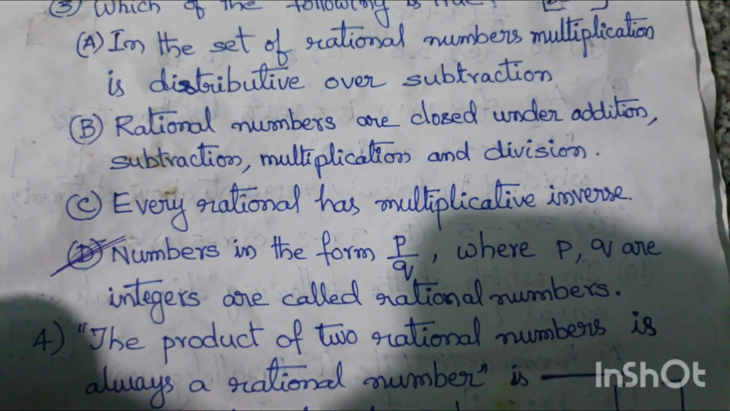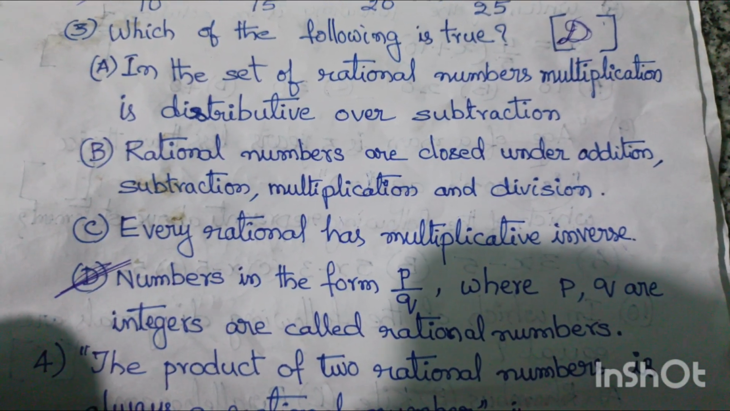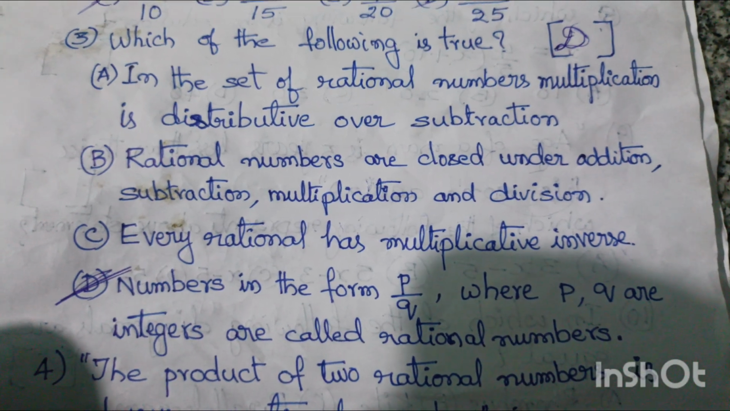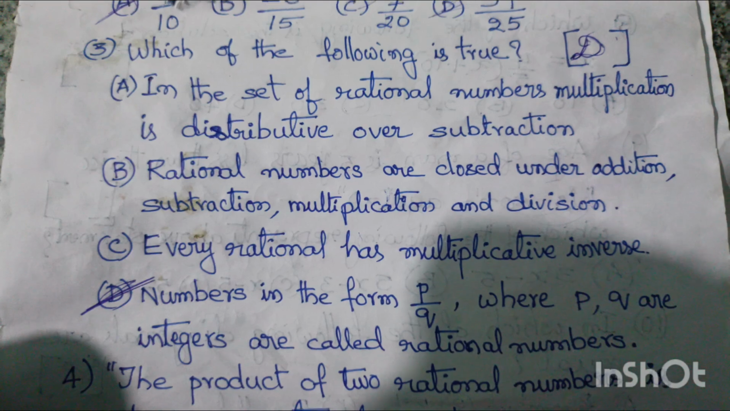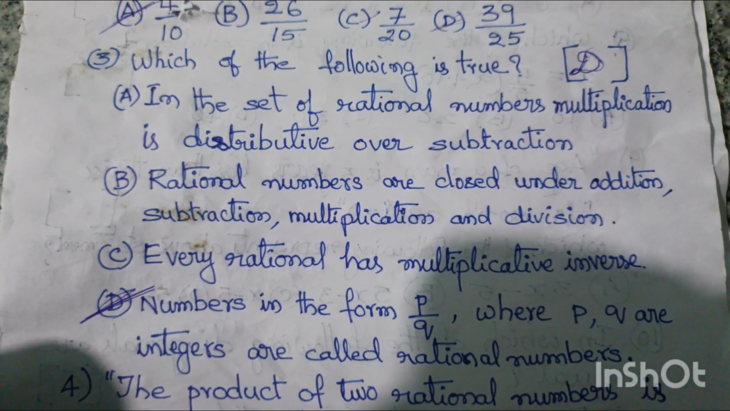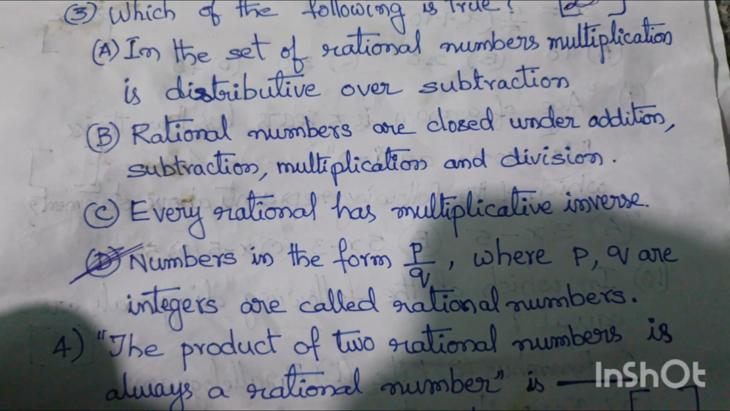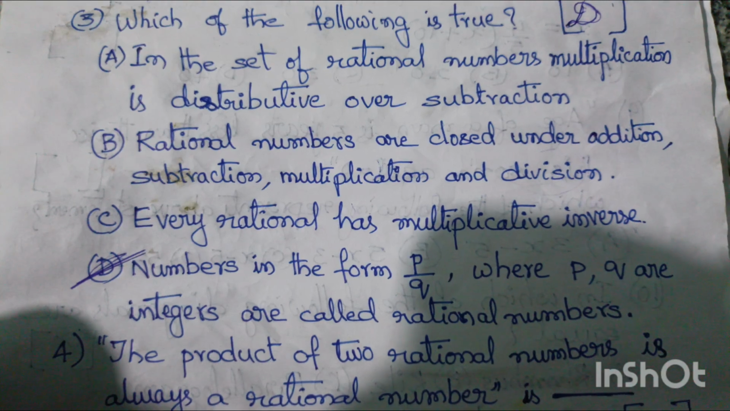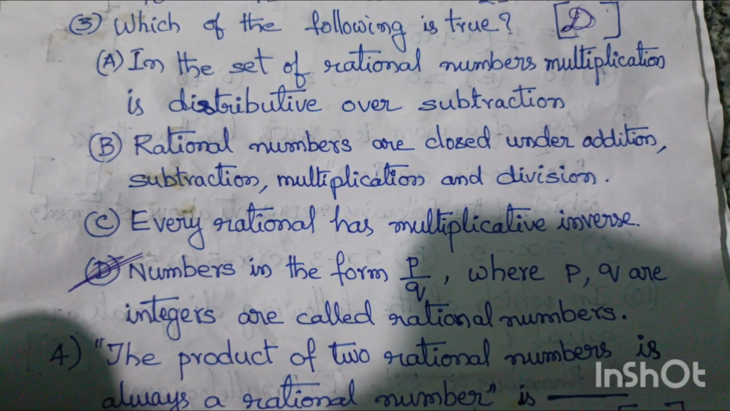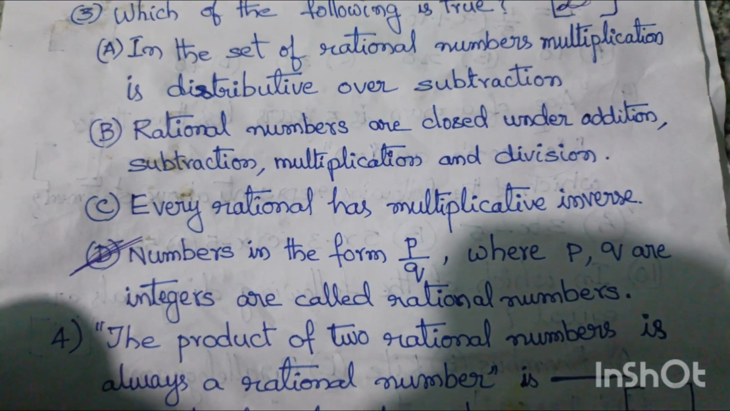Rational numbers are closed under addition, subtraction, multiplication and division. This is false, under division it is not closed. Every rational number has a multiplicative inverse. This is also false because 0 has no multiplicative inverse. Numbers in the form p by q, where p, q are integers, are called rational numbers. Here the condition is not complete, where q should not be equal to 0, that is not mentioned. Hence this is also false.